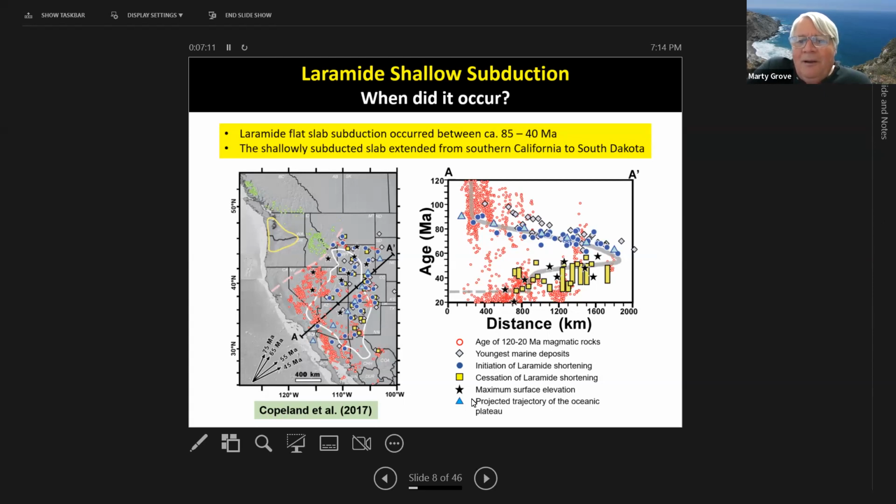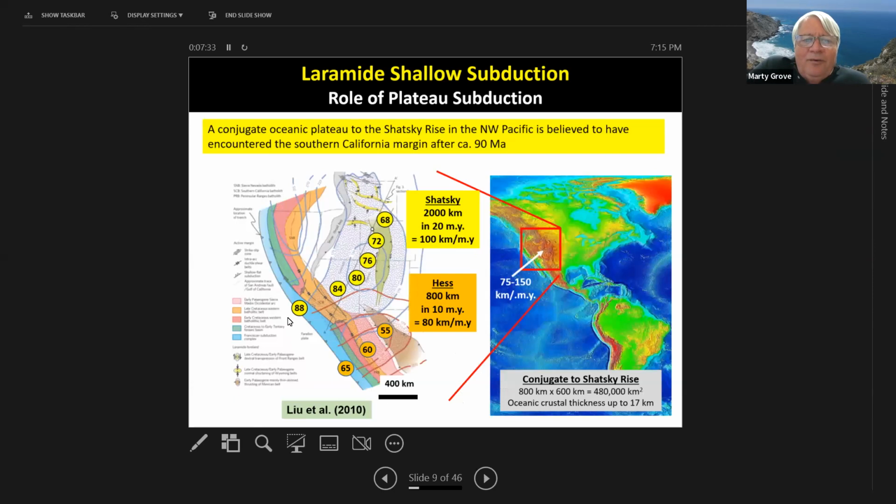And in particular, shown here in this cyan triangle is the progress, as a function of distance and time, of an additional topography on the subducting oceanic slab, what's believed to have been a large oceanic plateau. And so the trace of this is shown in this diagram from Liu et al. in 2010.